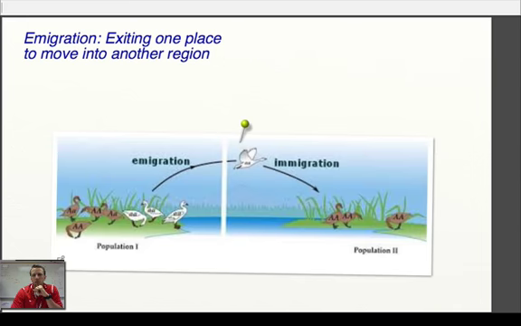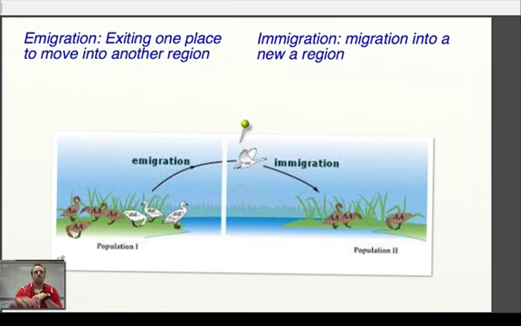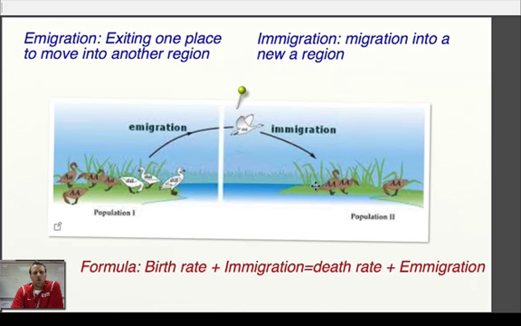Now, what about immigration? Immigration, on the other hand, is a migration into a new region. So these geese back here in this picture exited the region to immigrate into this new region. That goes back to the formula that we talked about earlier, where it's birth rate plus immigration equals death rate plus emigration. So it's the number of organisms being born into an ecosystem plus the number of organisms that migrated into the ecosystem has to be equal to the number of deaths in that ecosystem and the number of organisms exiting that ecosystem. So that's how carrying capacity works.